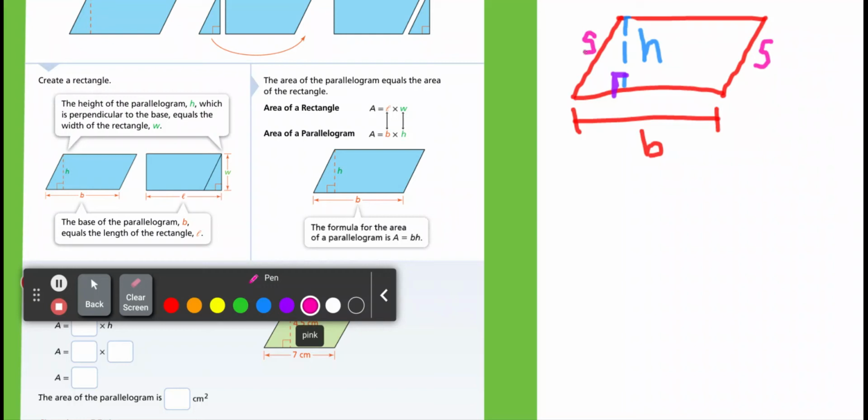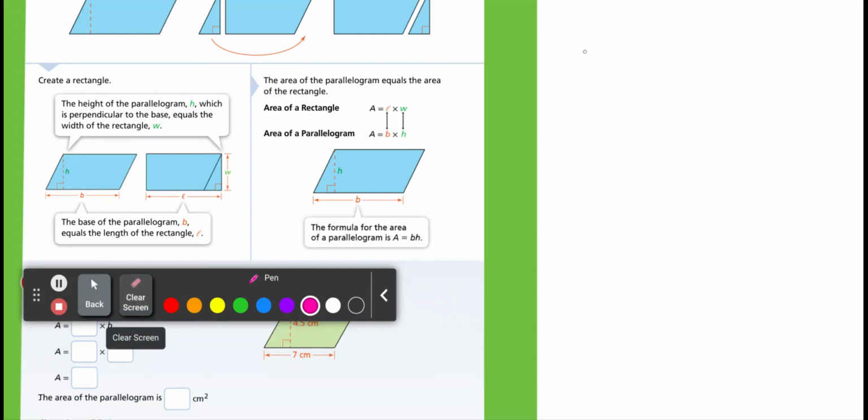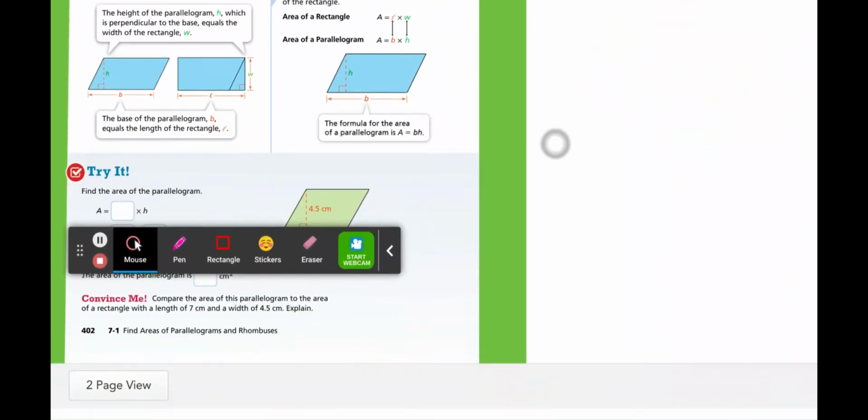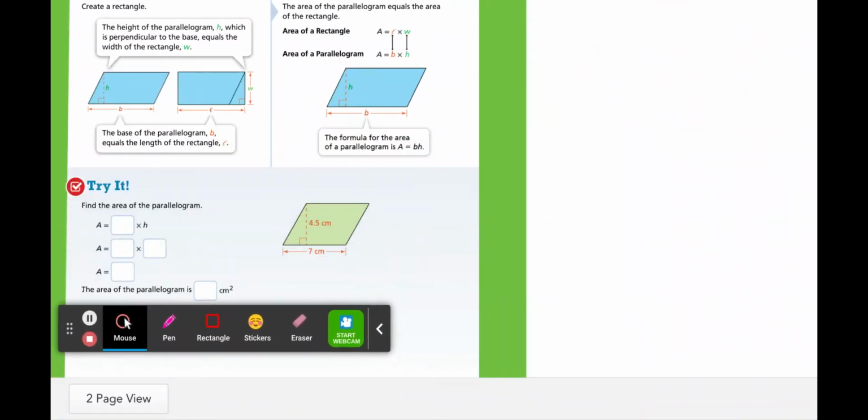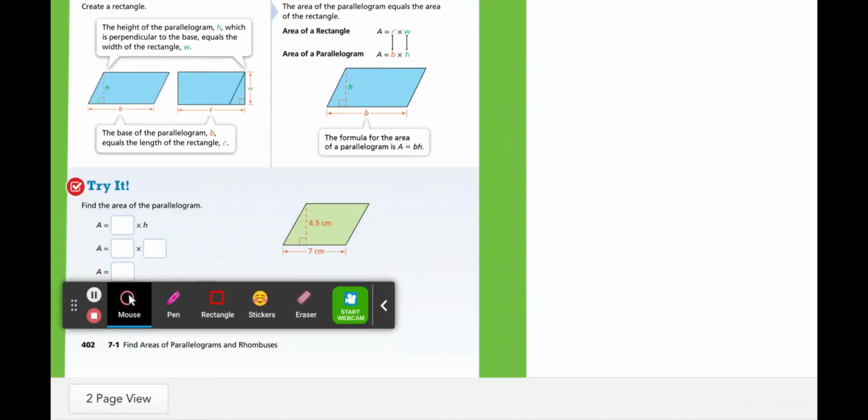And sometimes when you talk about a rectangle, we talk about the length and the width. Well, with parallelograms and with rhombuses, you're always going to talk about a base and a height. But we still are multiplying those 2 lengths. So let's start by looking at a problem here. We have a parallelogram, right? So we have to figure out, what's the base and what's the height?